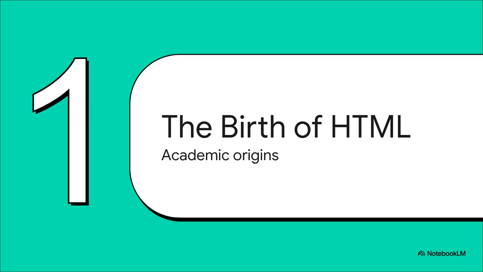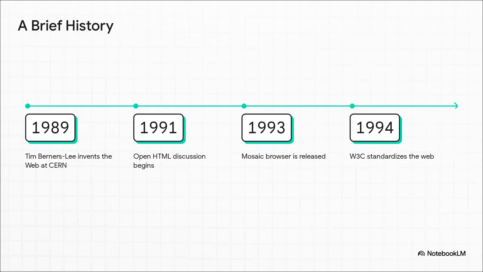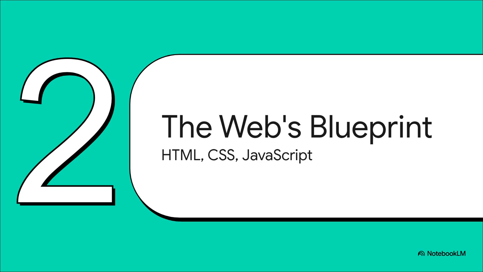Okay, Section 1, the birth of HTML and its surprisingly academic origins. So, the web actually started out in a pretty academic setting. Back in 1989 at CERN in Switzerland, Tim Berners-Lee just needed a really simple way for global researchers to cross-reference their particle physics papers. That's it. But what started as a basic academic tool evolved incredibly fast. It was pushed by passionate engineers, suddenly popularized by the Mosaic browser in 1993, and then, boom, globally standardized by the W3C in 1994. Moving right along to Section 2, the web's blueprint.